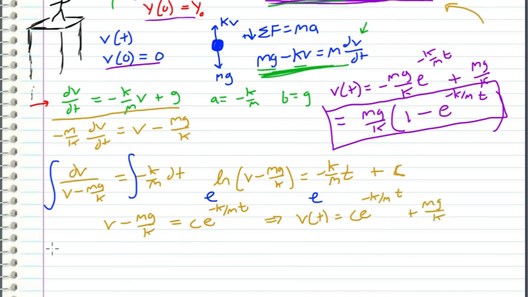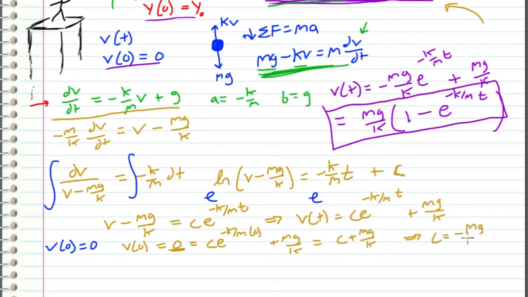And now recall that our initial condition was v of 0 is equal to 0 because the ball is starting from rest. So I can use that. I can plug in v of 0 equals 0. So v of 0 is equal to 0, which equals, I just plug it into this expression now, c e to the negative k over m times 0 plus mg over k, and this simplifies to c plus mg over k. So now I can solve for c, and since c plus mg over k is equal to 0, then that means that c must equal negative mg over k.